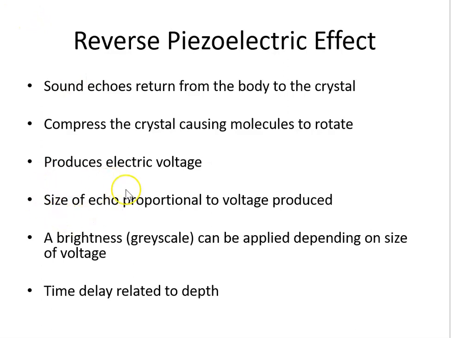If you get a larger echo, you get a larger voltage produced, and then we can apply that onto a two-dimensional image to create a grayscale picture, and that will give us an image of the structures that are present, with the structures which are closer to the detector typically, not always, but typically being at the bottom of the image, and then things that are further away up at the top of the image.